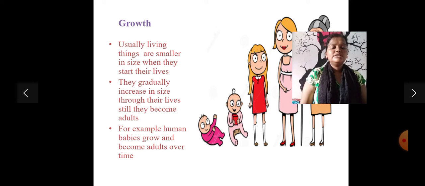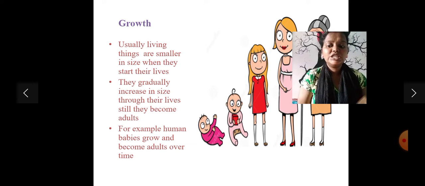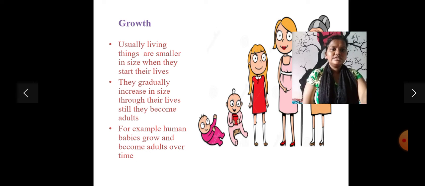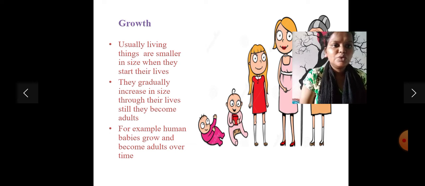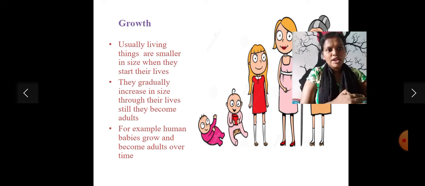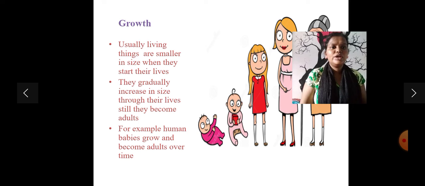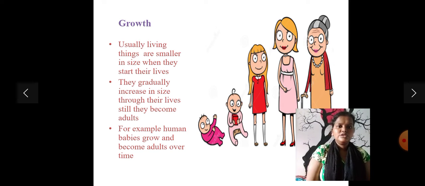Likewise, for example, a hen also hatches out of an egg and then it grows into a hen or a rooster. Living things grow and change in height, size, and appearance. When they become old, they die. Usually, living things, see here in this picture, you can see a small baby. Then that baby grows into a 1 year child, then it goes into adult, then it goes into older age. Yes, right. That is the growth.